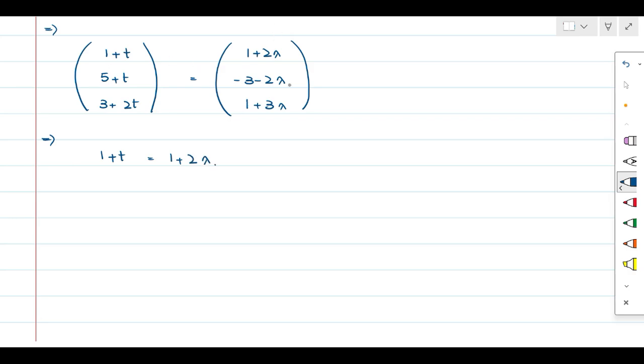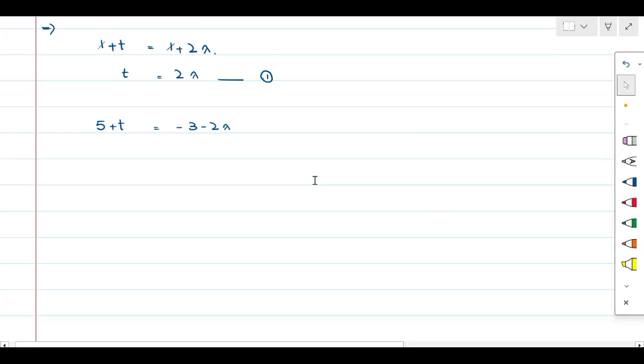You will get the first equation, and from here 1 is cancelled with 1. T is basically equal to 2 times lambda. That is my first equation. And the second equation is 5 plus t equals minus 3 minus 2 lambda. So substitute the value of t, which is 2 lambda. So 5 plus 2 lambda equals minus 3 minus 2 lambda.